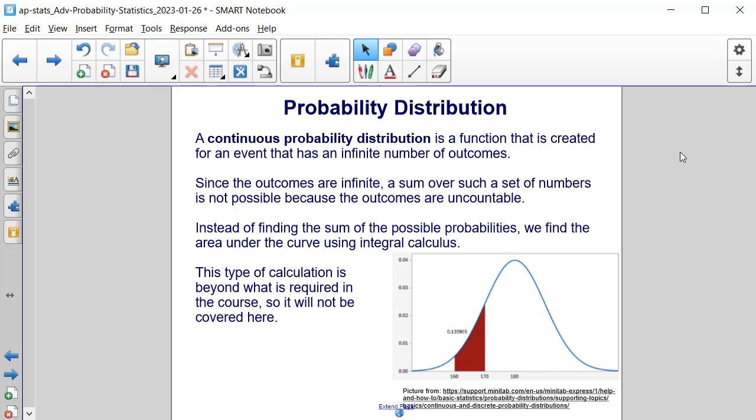A continuous probability distribution is a function that is created for an event that has an infinite number of outcomes. Since the outcomes are infinite, a sum over such a set of numbers is not possible because the outcomes are uncountable. Instead of finding the sum of the possible probabilities, we find the area under the curve using integral calculus. This type of calculation is beyond what is required in the course, so it will not be covered here.